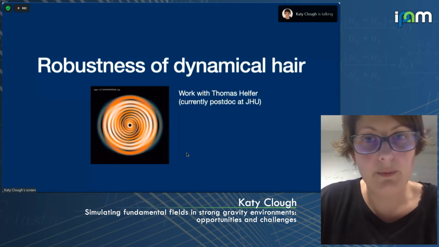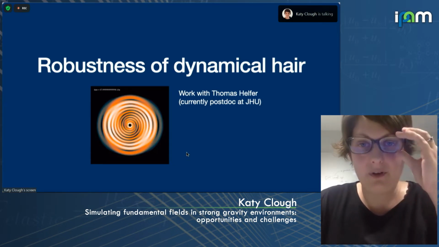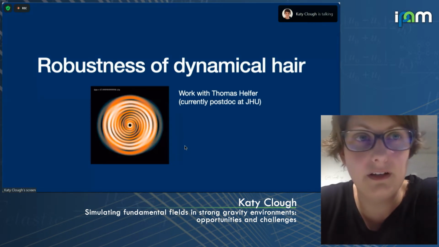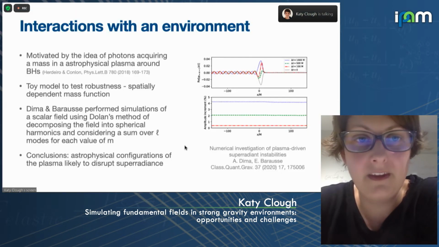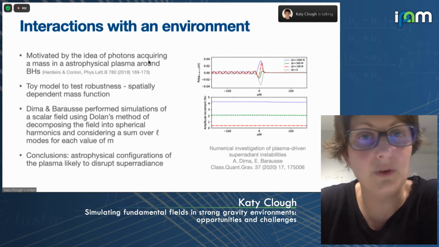Okay, so let me talk about the question I wanted to get to, the robustness of dynamical hair. This is work that I've been doing with Thomas Helfer, who's currently a postdoc at Johns Hopkins University. Specifically, we've been interested in the question of interactions with the environment. So there was this paper that suggested, as I've mentioned, that photons would acquire a mass in an astrophysical plasma around a black hole.